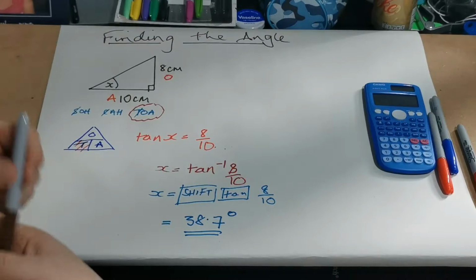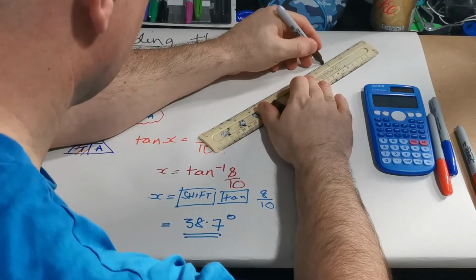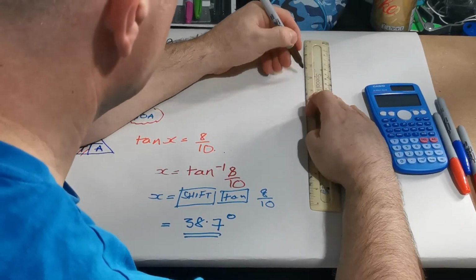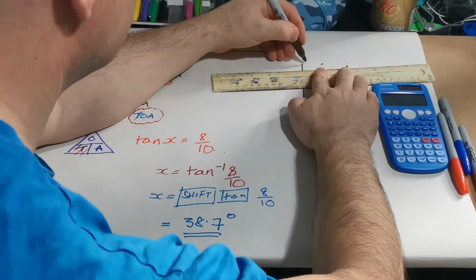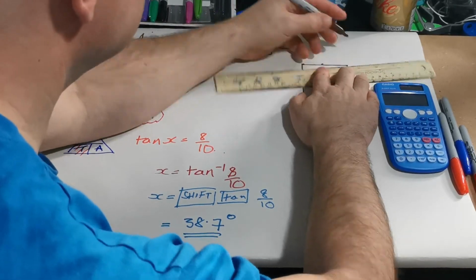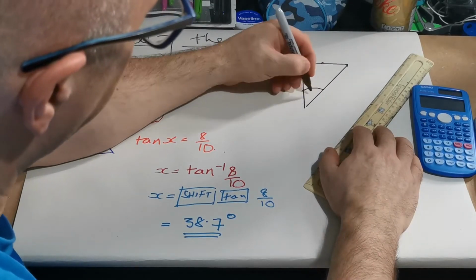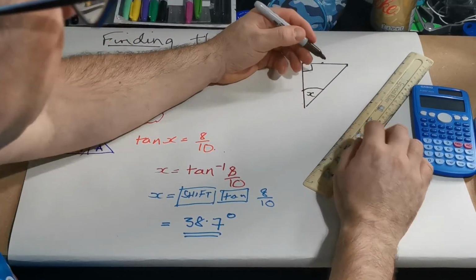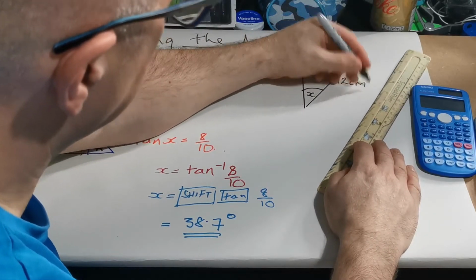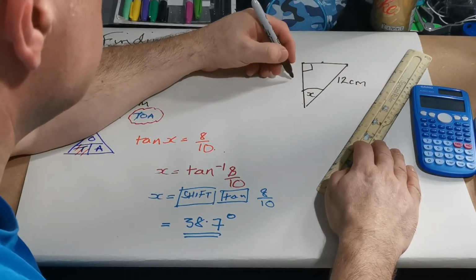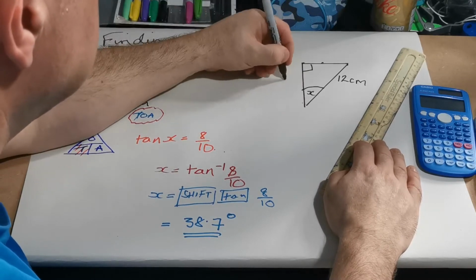So if I looked at a different one, I'll draw this one that way up. Remember, this is all to do with right angle triangles, just like Pythagoras was. Now, if I said that is 12 centimetres, and that is, what should we say for that? 7 centimetres.